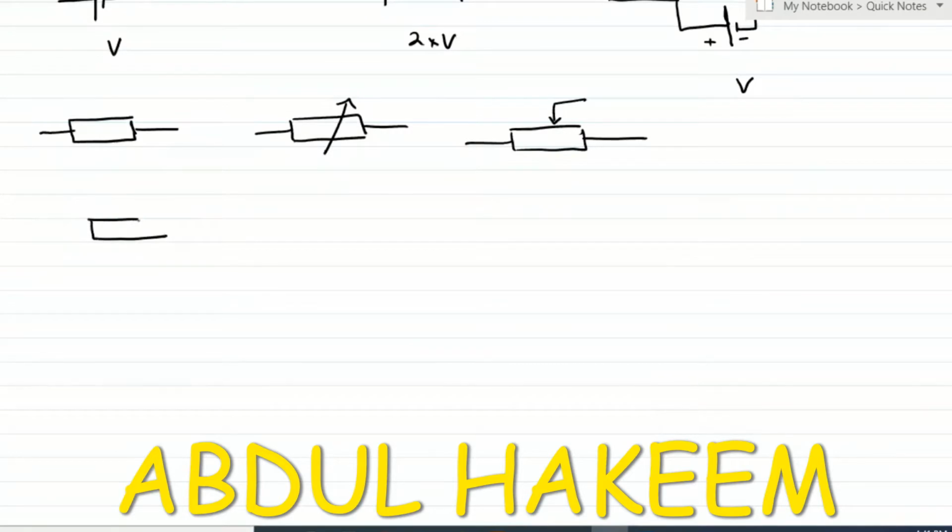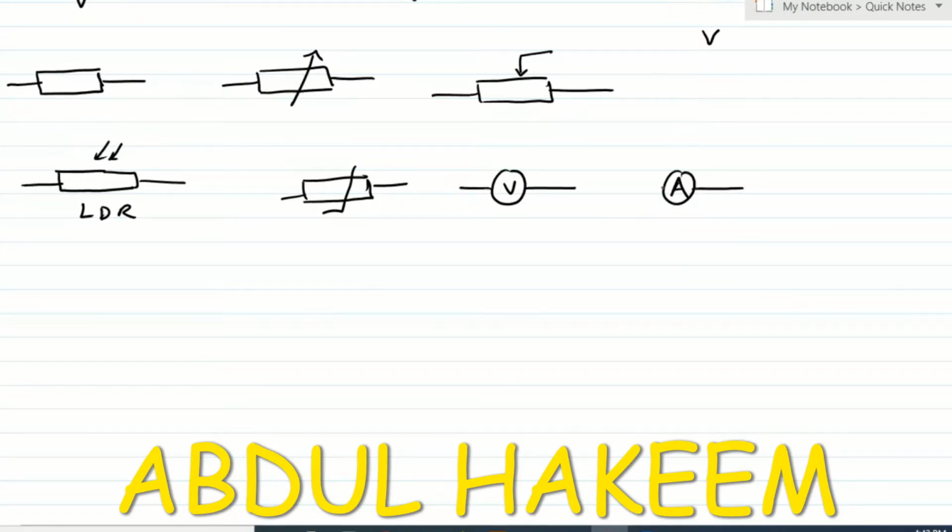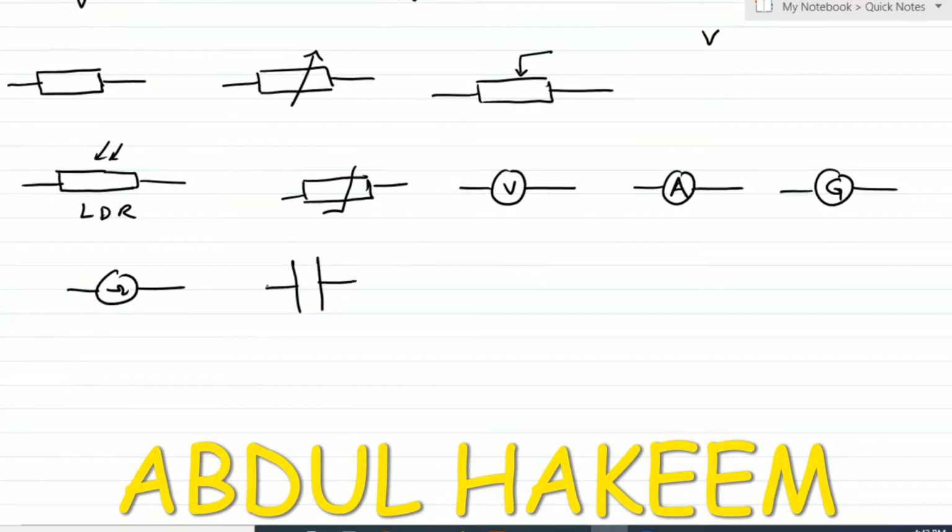Now, this is the symbol for another resistor, which is called light dependent resistor. This is another resistor. It is called thermistor. Now, this is the symbol for the voltmeter. This is the symbol for the ammeter. This is the symbol for the galvanometer. And this is the symbol for the ohm meter. And this is the symbol for the capacitor. This is a symbol for diode.